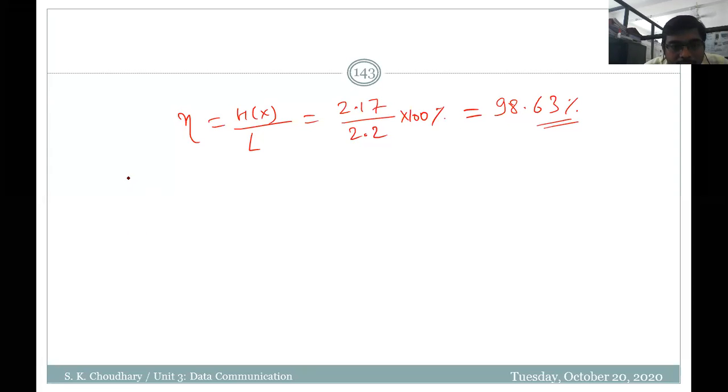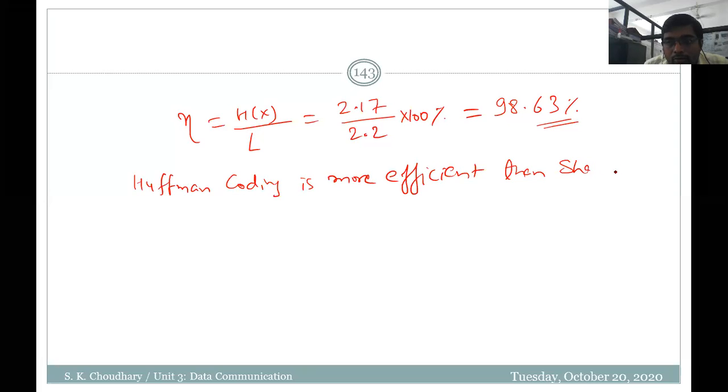The conclusion is that Huffman coding is more efficient than Shannon-Fano coding. So this kind of remark you have to write right after this calculation. Then it would give a better message to the evaluator. Okay. So this is one of the examples where we have compared the Shannon-Fano coding with the Huffman coding.